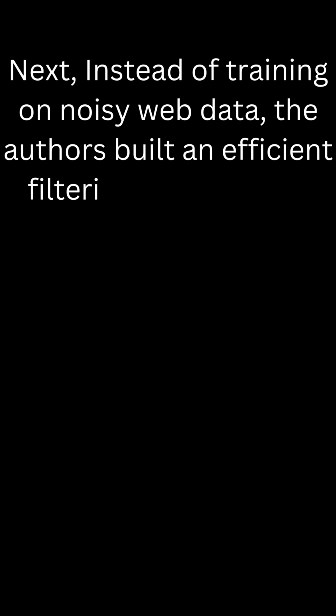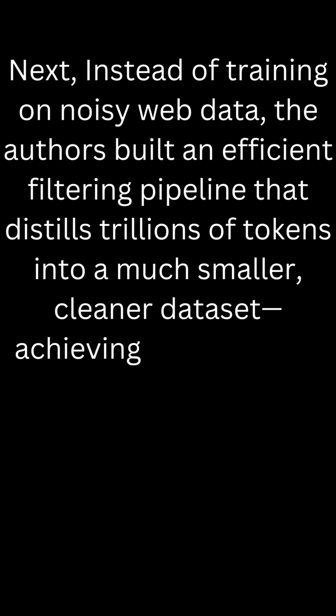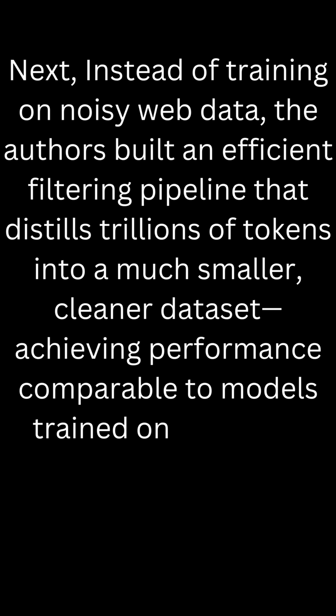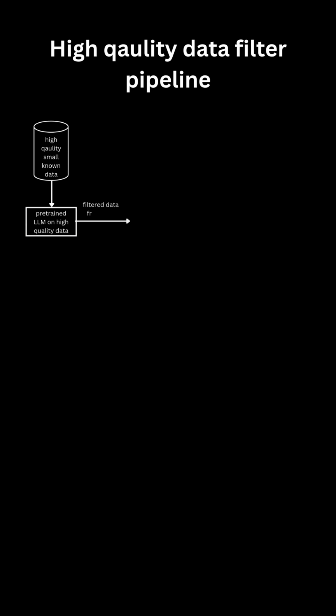Next, instead of training on noisy web data, the authors built an efficient filtering pipeline that distills trillions of tokens into a much smaller, cleaner dataset, achieving performance comparable to models trained on 36 trillion tokens using just 8.3 trillion. Let's walk through the high-quality data filter pipeline. The authors use high-quality, small, known data and pass it through the pre-trained small LLM to further filter the data. Filtered high-quality data helps the seed recipe learn what good data looks like.